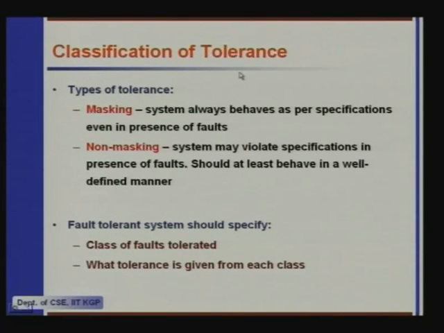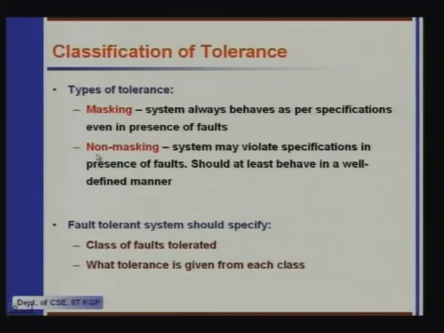Now, let us look at the classification of tolerance. There are broadly two types of tolerance. One is masking, where the system always behaves as per specifications even in the presence of faults. So, the fault is masked. You are going to say that up to so many of these faults will not affect the behavior of the system. So, the final result that the distributed computation is computing will not be affected by so many faults. That is called masking.